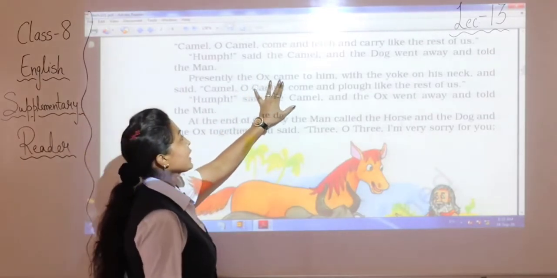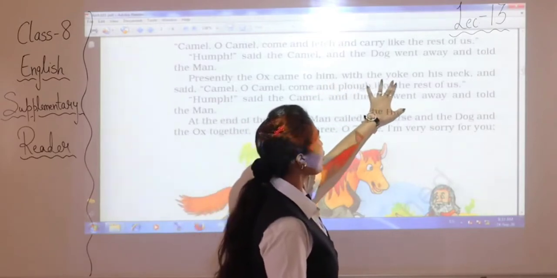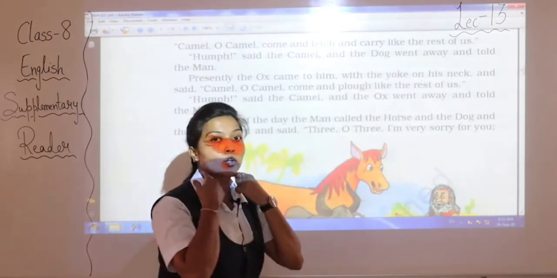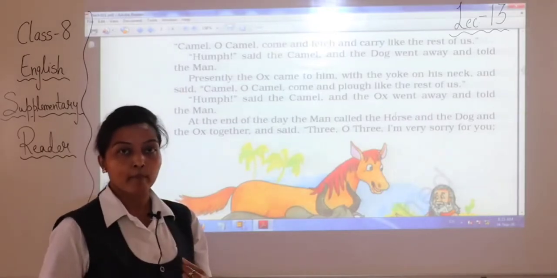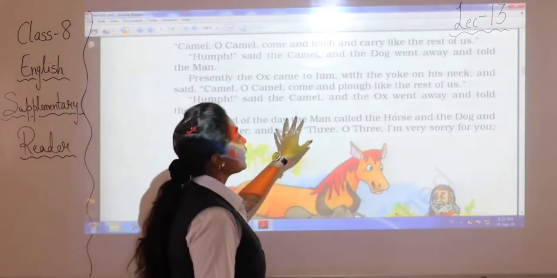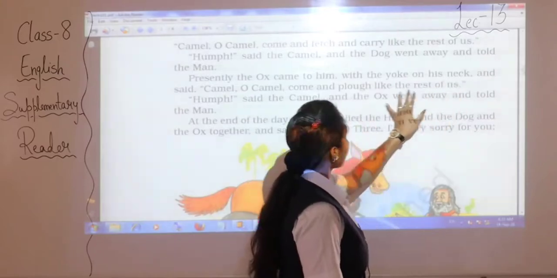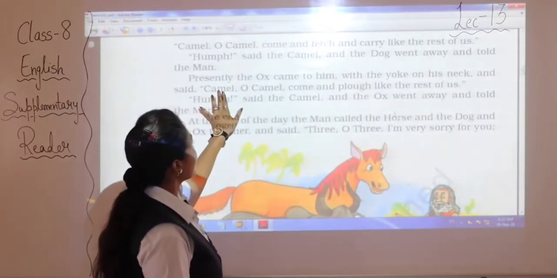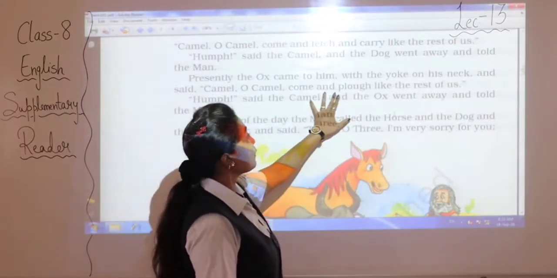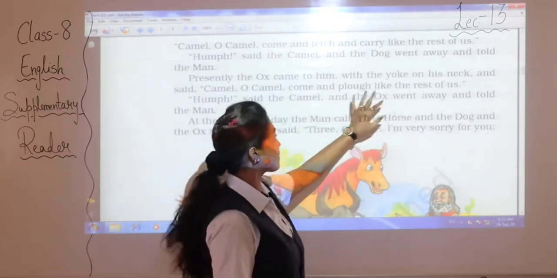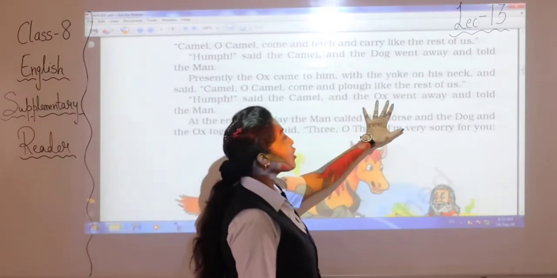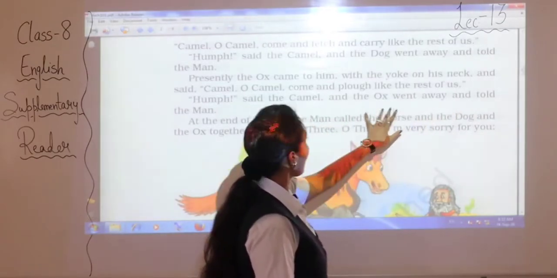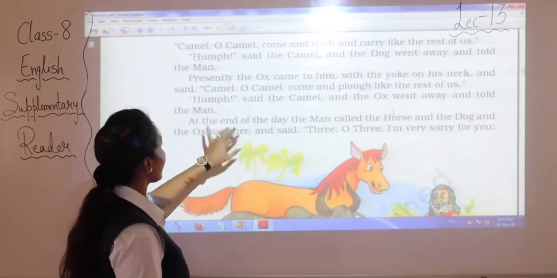Presently the ox came to him with the yoke, which hangs on the ox's neck for plowing, on his neck, and said, "Camel, O camel, come and plow like the rest of us." "Humph," said the camel, and the ox went away and told the man.